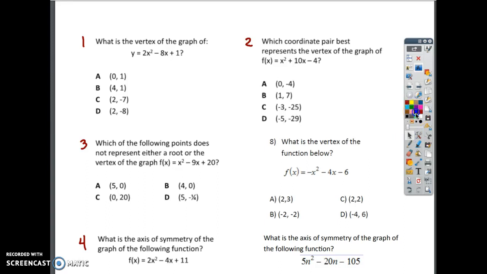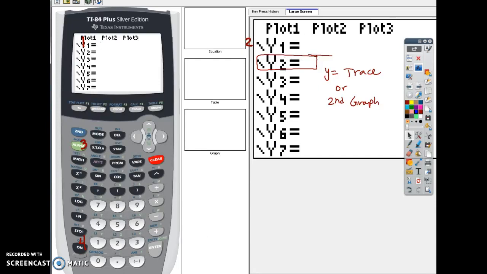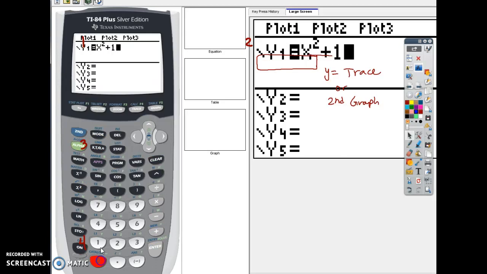Problem number 2 is asking for the vertex. So we need to put this equation in y equals, trace or second graph, to go find the vertex. So go ahead and put it in the calculator and let's go check. X squared plus 10x minus 4, trace.